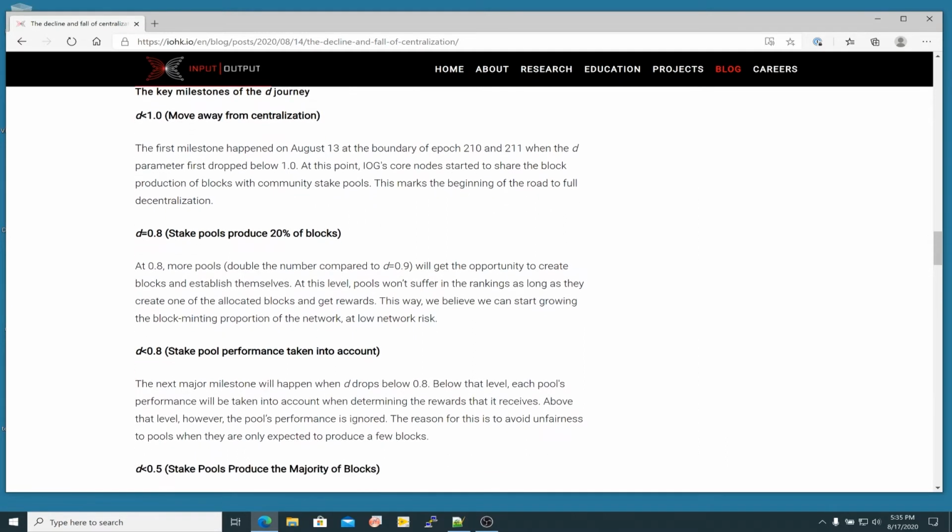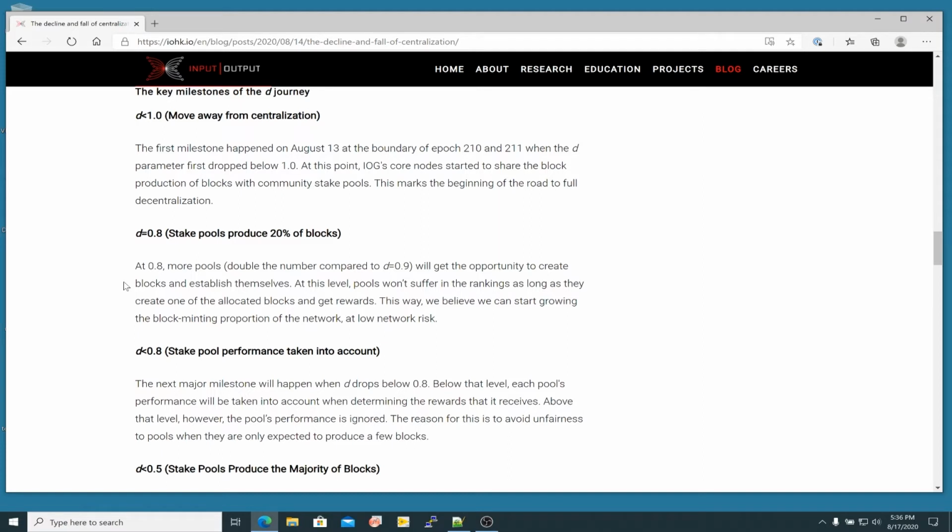Now, eventually, we'll get down to D equals 0.8. Now, as it turns out, and we'll see later on in the article, we're just a day away at this moment here on August the 17th, 2020, from being at d equals 0.8. So the first epoch boundary back on August the 13th, between 210 and 211, we stepped from d equals 1 to d equals 0.9. Now, at the next one, the boundary of 211 and 212, which is coming up tomorrow, August the 18th, d is going to decrement further, and it will be d equals 0.8. So now stake pools produce 20% of the blocks.